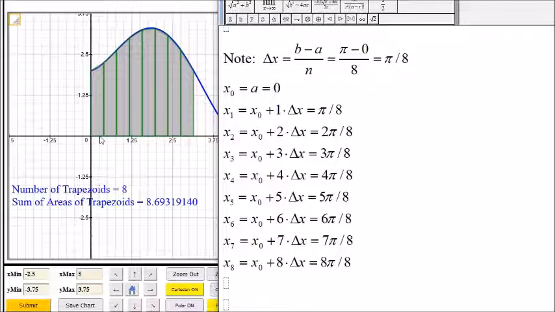And so x of 1 would be x of 0 plus 1 delta x, or 0 plus pi over 8, which is pi over 8. And then x of 2 would be x of 0 plus 2 delta x, so 2 times pi over 8, which is 2 pi over 8. X of 3 would be x of 0 plus 3 delta x, which is 3 times pi over 8, which is 3 pi over 8. And so on, all the way up to x of 8.